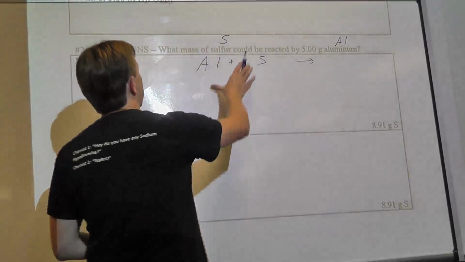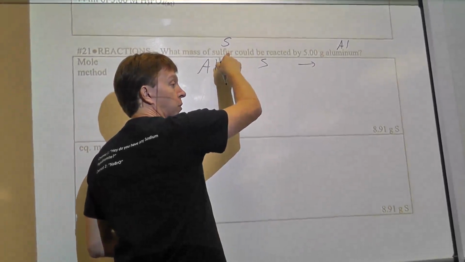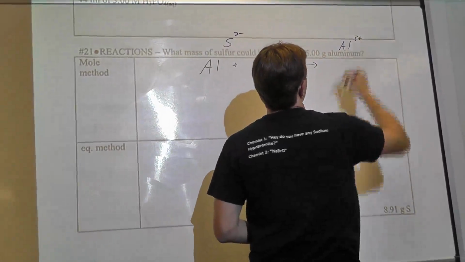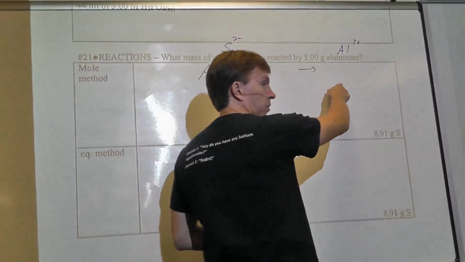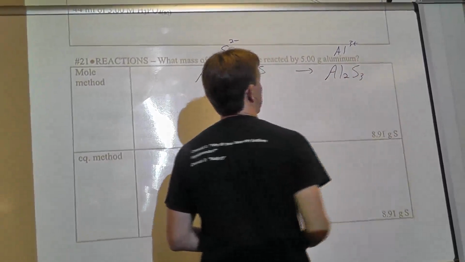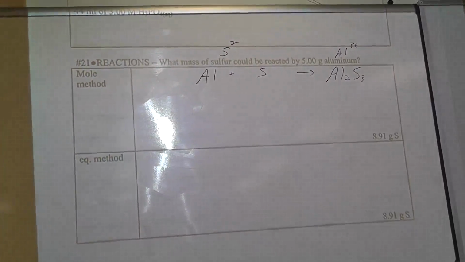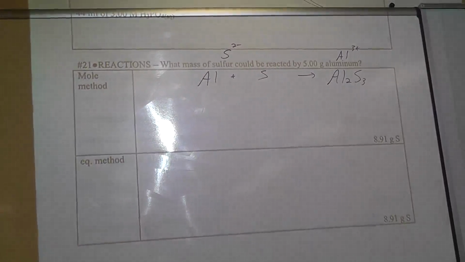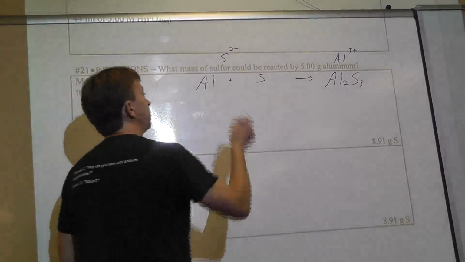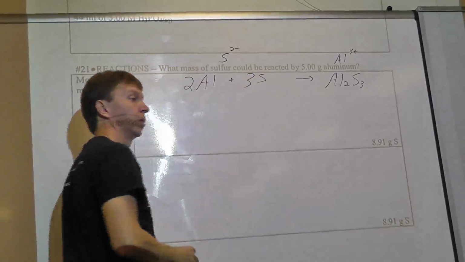We're reacting aluminum with sulfur, and we're forming a product. We figure out what that product is based on their charges. What's the charge of sulfur? -2. Charge of aluminum? +3. So what's the compound? Al2S3. Because 2 aluminums gives you +6, 3 sulfides gives you -6. That would be your product. And then we would balance the equation, which would require a 2 here and a 3 here, correct?